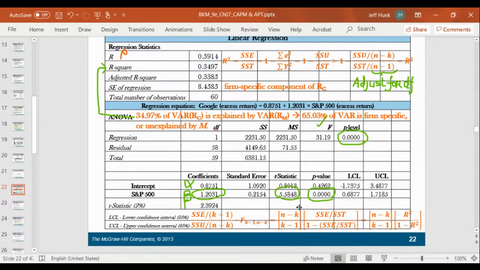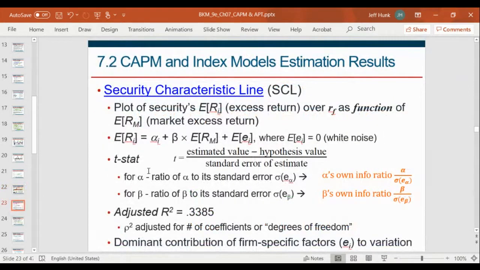But if I may, if you think about t, once again, the t is basically these estimates of the coefficients alpha and beta. It's the ratio of these estimates to their own standard error. Now think of it this way. The t statistic is the estimated value minus the hypothesis value over the standard error of the estimate.